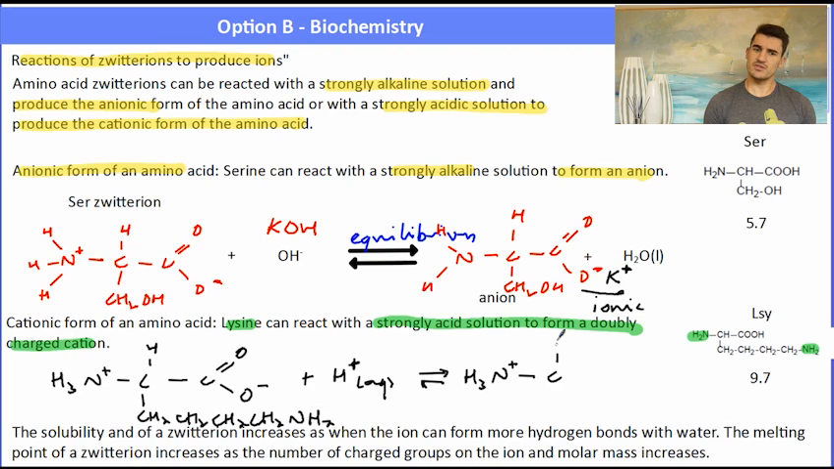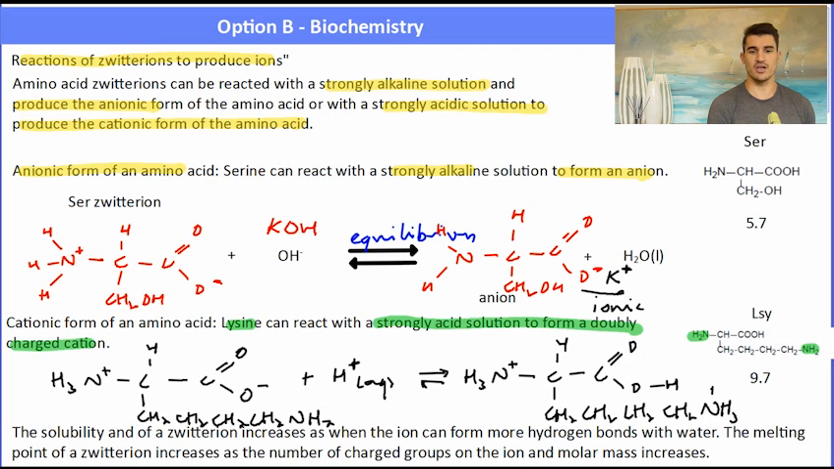The solubility of a Zwitter ion increases when the ion can form more hydrogen bonds with water. So if your Z group contains things that can form hydrogen bonds, that's going to increase your solubility. And the melting point of a Zwitter ion increases as the number of charged groups on the ion and the molar mass starts to increase. So the bigger the amino acid, the higher the melting point. The more charge you've got, the higher the melting point.